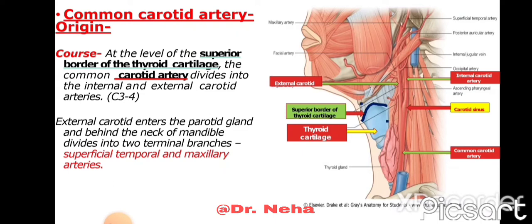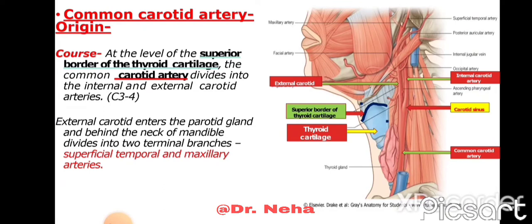Now first we discuss the common carotid artery. It can be described under these points. First is the origin. On the left side it is a direct branch of the aortic arch, and on the right side it arises from the brachiocephalic artery.